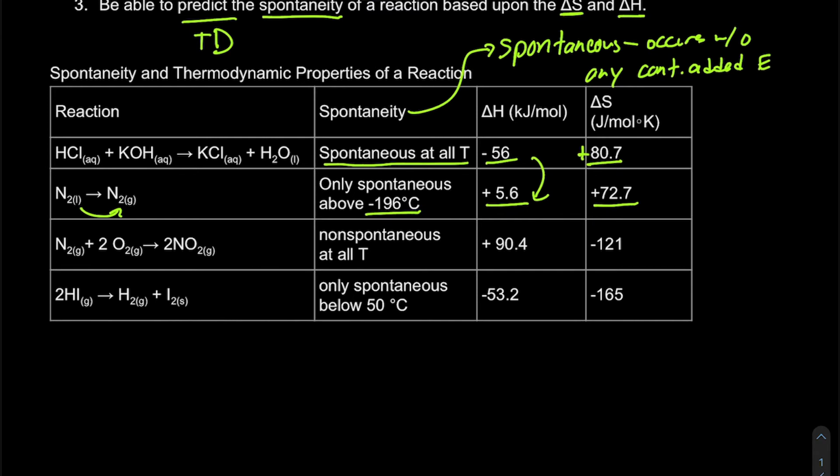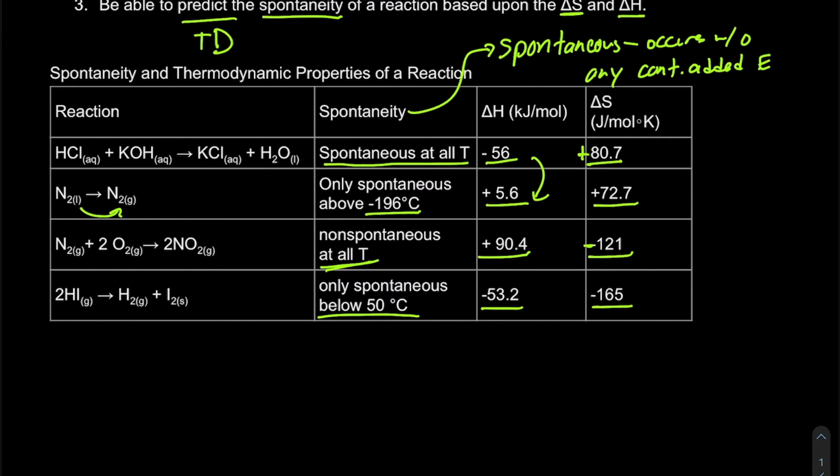Then our third one here, we have N2 and O2 going to 2NO. And that is non-spontaneous at all temperatures, that specific reaction. And again, we notice here that we have a positive delta H and a negative delta S. So now we look at an observation: this is always non-spontaneous. And then the last one, we have HI going to H2 and I2, and this is only spontaneous below a certain temperature. And here we notice we have a negative delta H and a negative delta S.